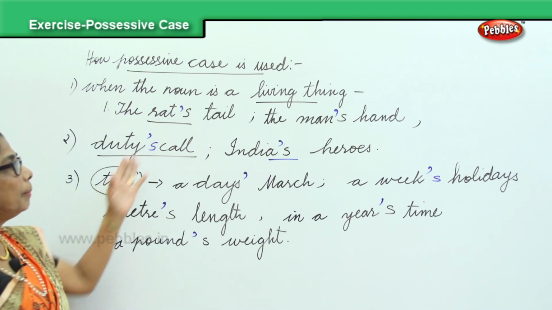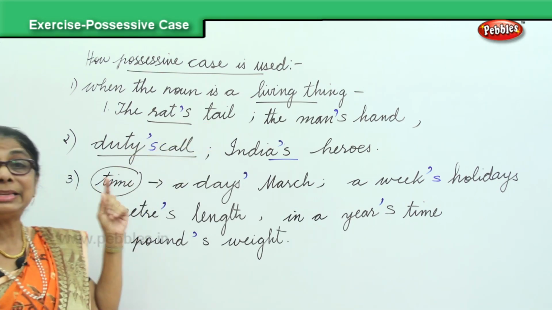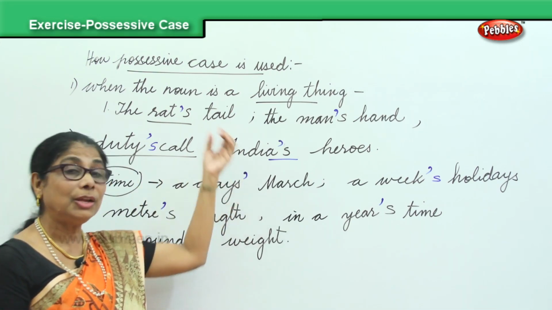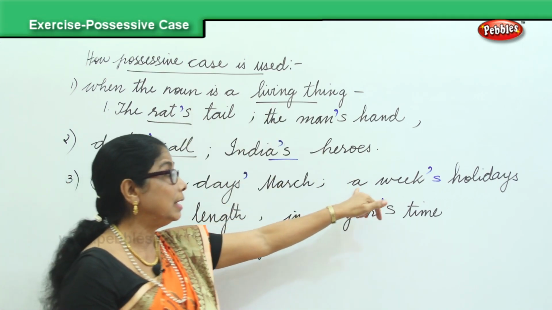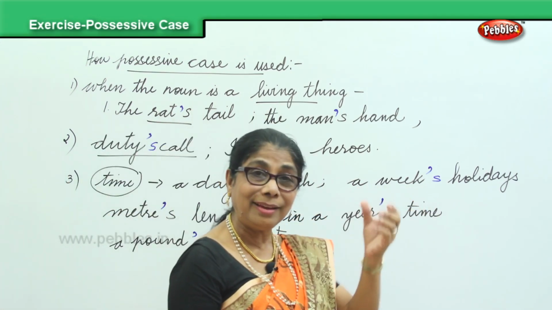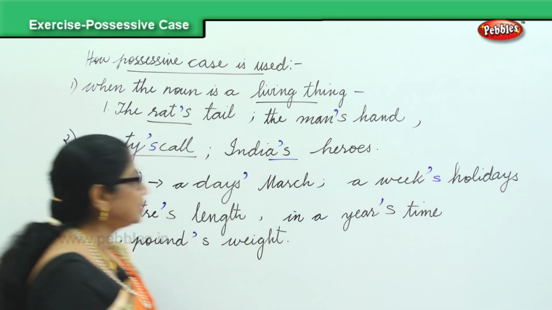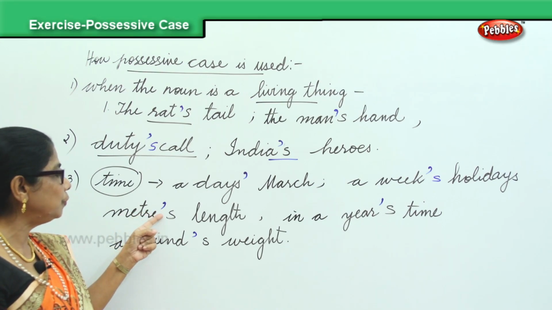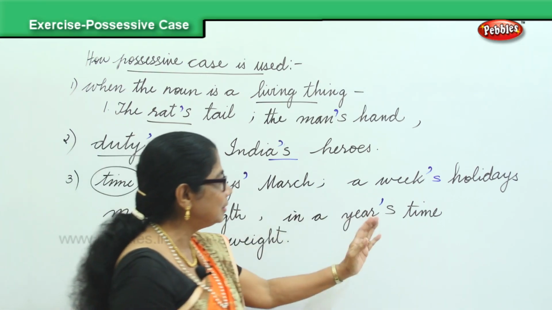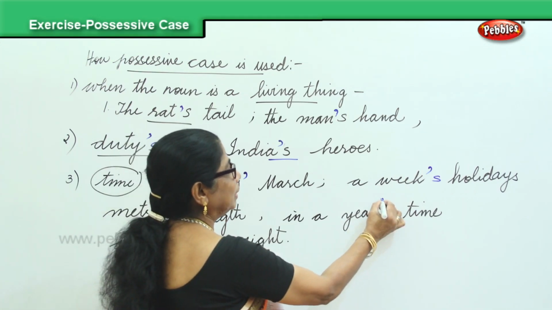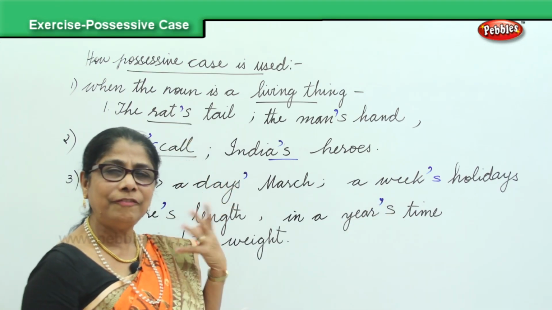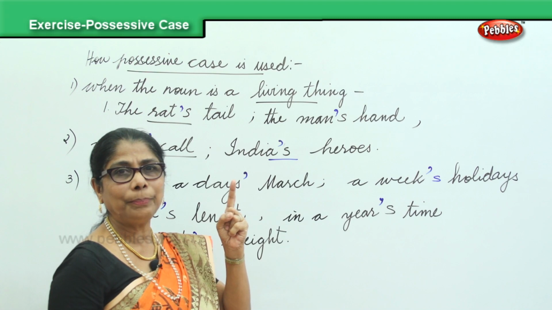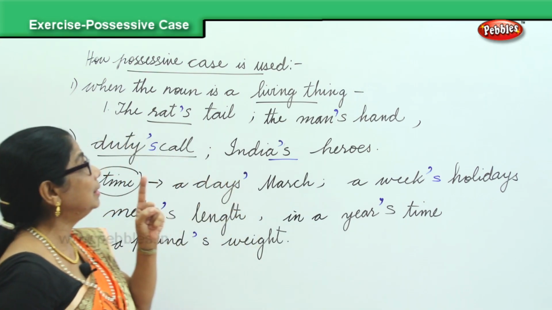When we talk about the possessive case in terms of time, you put a day's march, you put the apostrophe after the day. A week's holiday, you write the week, apostrophe followed by S. When you talk about meter and pound, you put the apostrophe followed by S. In a year's time, you put the apostrophe followed by S. Now, these are three other different ways of forming the possessive case, showing where to put the apostrophe and where the S follows.